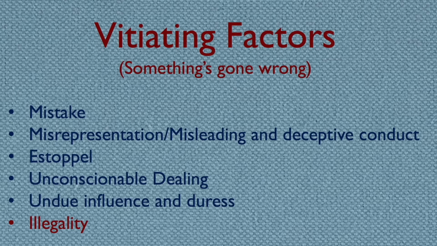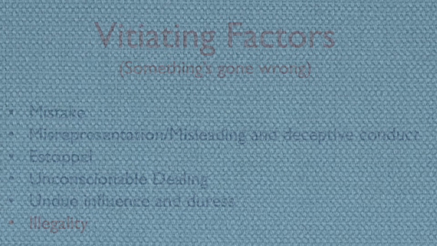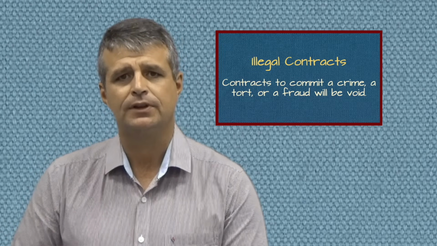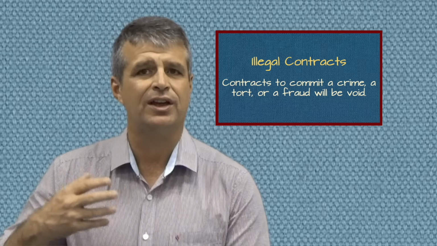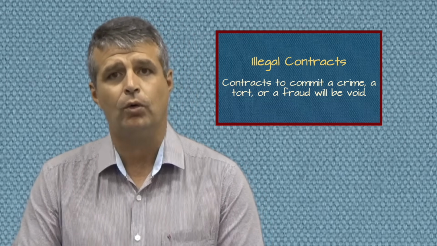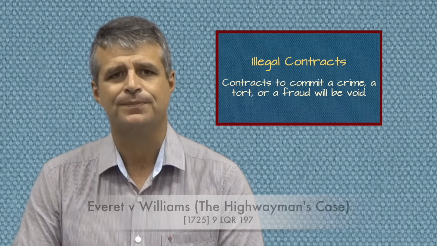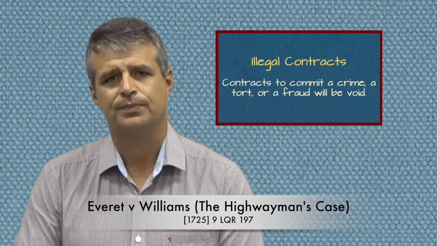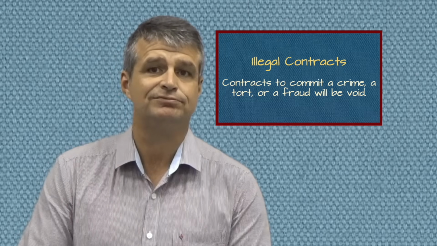Finally, let's talk about illegality. Right at the start of this presentation, I said that the unique thing about contracts is that they are promises which the law will enforce. Well, we'd hardly expect the law to enforce contracts which were illegal, would we? So for starters, any contract to commit a crime, commit a tort, which is something like negligence or civil assault, or any contract to commit a fraud will be void. It's never a contract at all. It's not enforceable by anyone for anything.